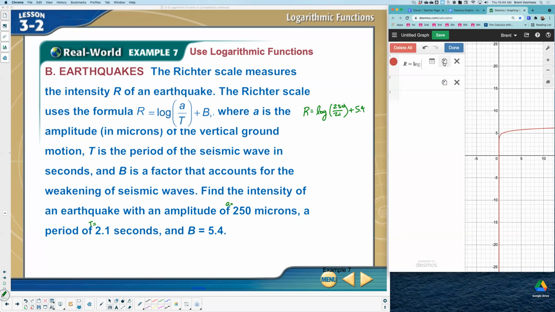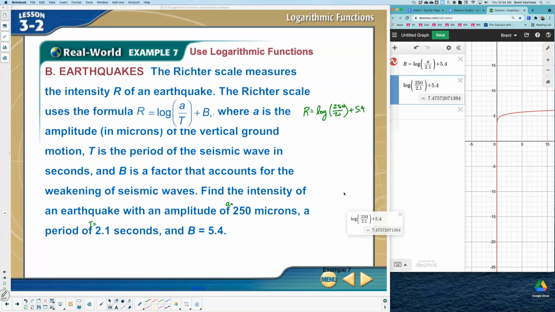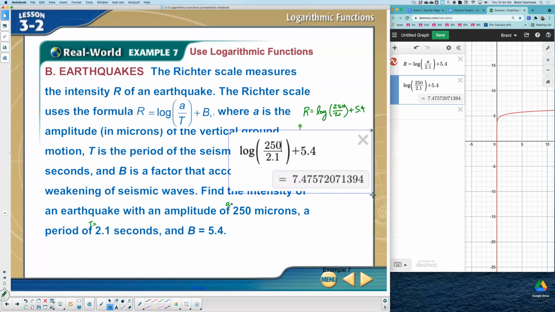It'll be easier just to copy that and delete that so it doesn't mess up my graph. We said A is 250 and 5.4. The answer would be 7.48 if I round to the nearest hundredth. 7.48 would be my value.